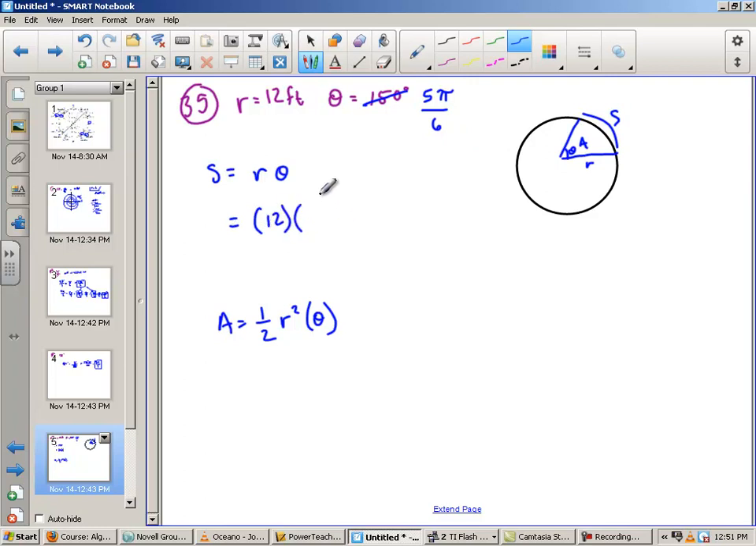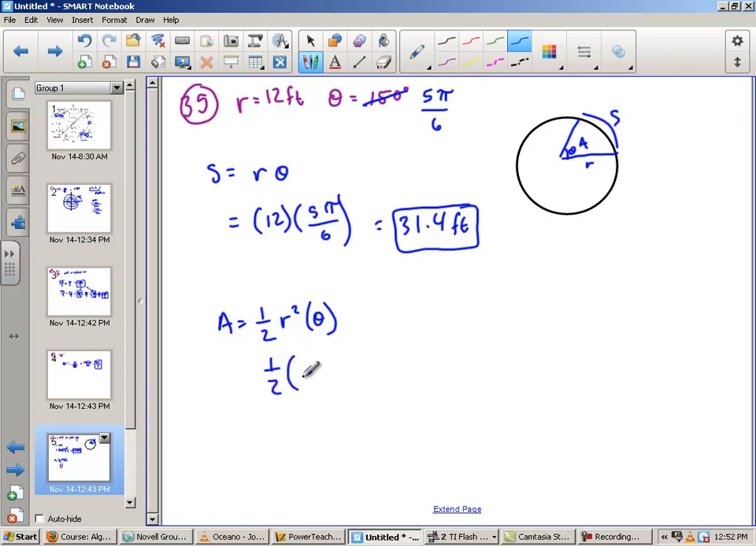So we've got 12 for the radius, and we're multiplying by 5 pi over 6. When we do that, for number 35, we end up with about 31.4 feet. And that seems familiar because 12 over 6 is 2, 2 times 5 is 10, 10 times pi is 31.4 feet.